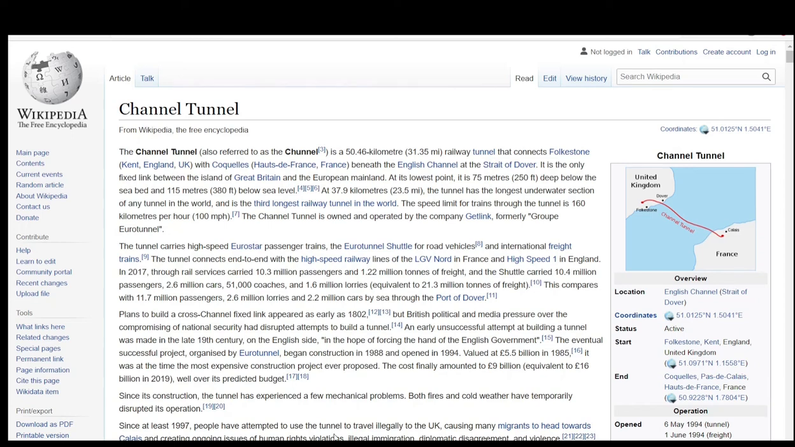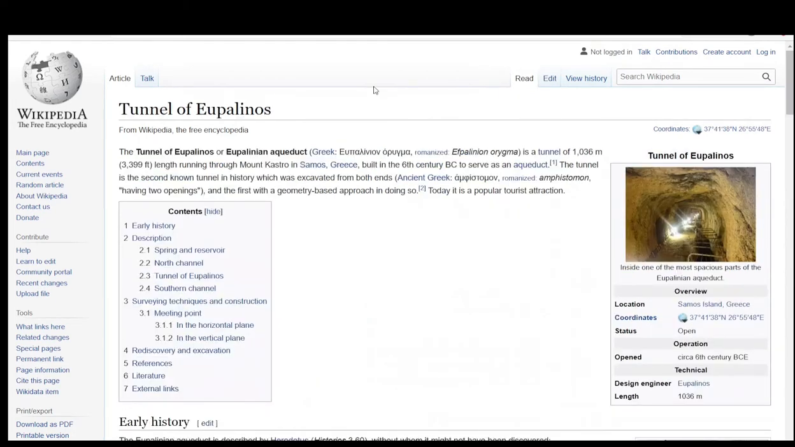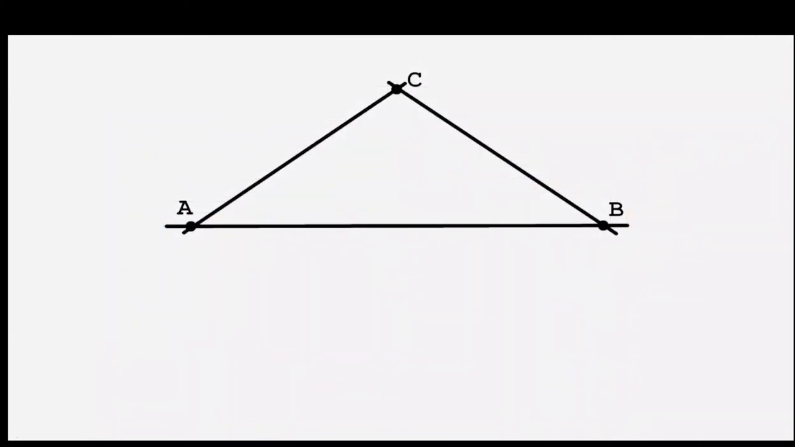What is common between the Channel Tunnel, the Great Pyramid of Egypt, and the Eupalinian Aqueduct? Nothing simpler than an isosceles triangle. This sounds confusing without some explanation.